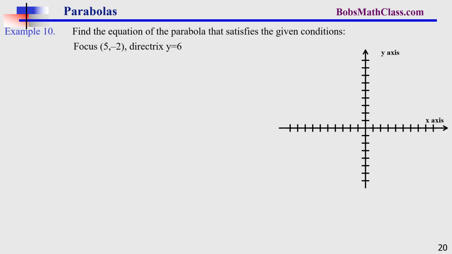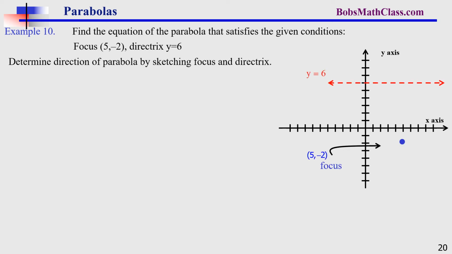Okay, example 10. Find the equation. The focus is at (5, -2), and the directrix is y equals 6. So let's plot those two. There's y equals 6, and there's (5, -2), which is the focus. The vertex has to be somewhere in the middle, exactly in the middle. So it's kind of like the midpoint. You could start counting to get to the middle from 6 on the y and -2 on the y.